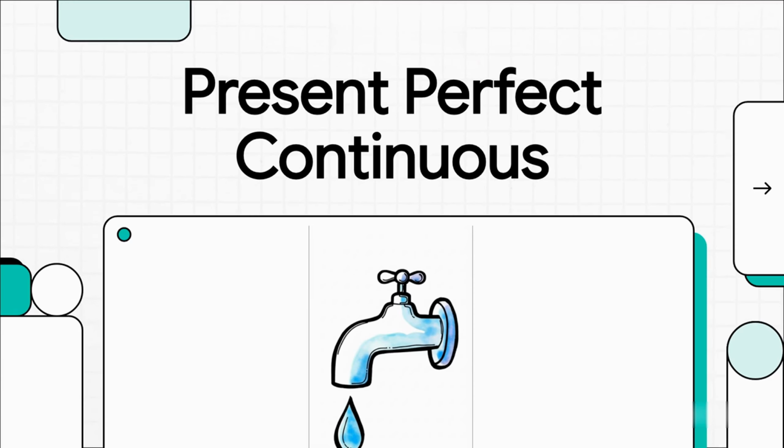Hey everyone, and welcome. Today, we're going to break down an English tense that's all about connecting the past to what's happening right now, the present perfect continuous. Now, this one might sound a little complicated, but trust me, the idea behind it is actually super simple. So let's just dive right in.